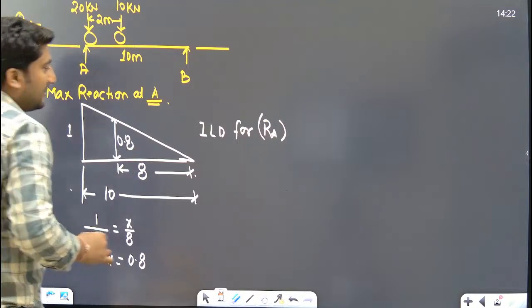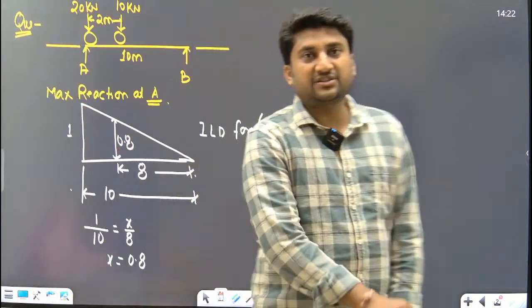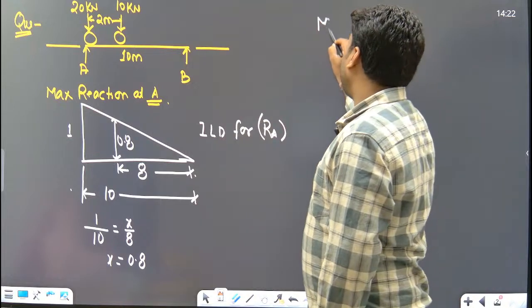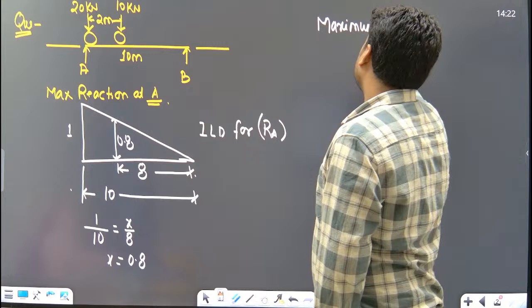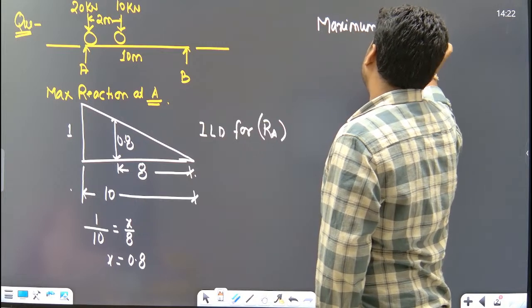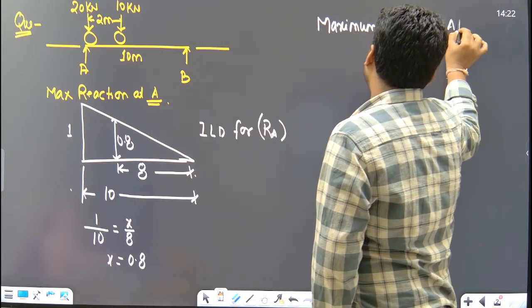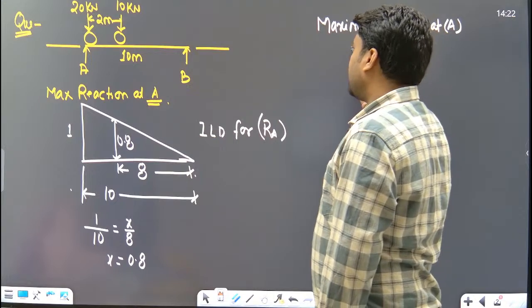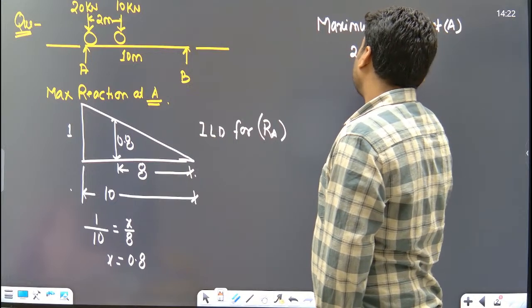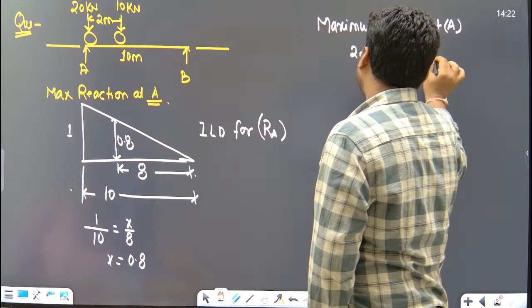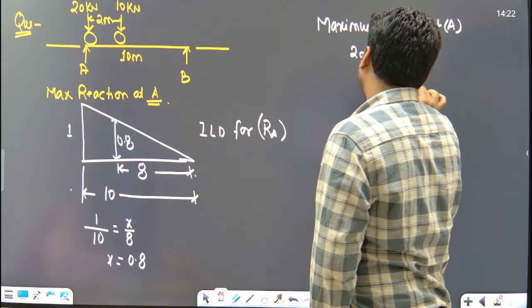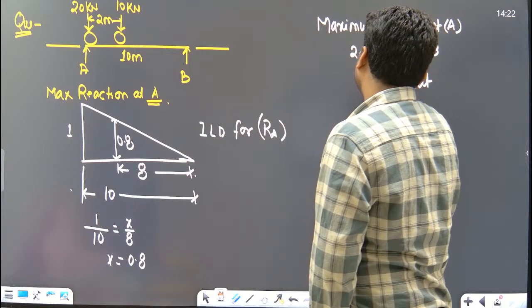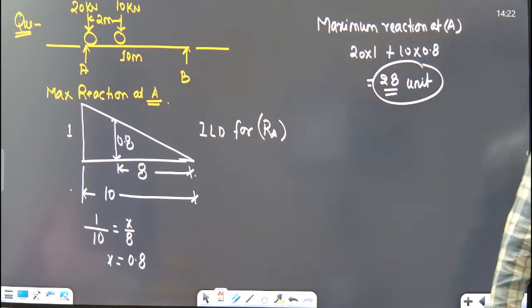So what is the maximum reaction at A? Maximum reaction at A will be equal to 20 into 1 plus 10 into 0.8. So your answer will be 28 unit. This is your reaction. Understood?